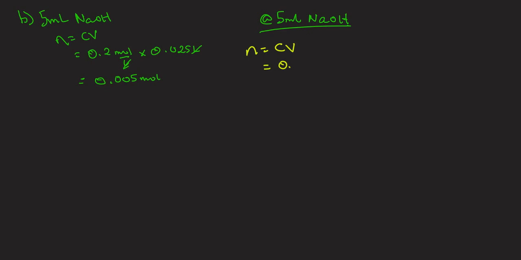Okay, we have a 0.1 molar concentration, moles per liter, of base, again, from the question itself. We have 5 mL, which is 0.005 liters. Again, liters and liters cancel out. And we're left with 0.0005 moles of NaOH. Okay, we are set and ready to continue.